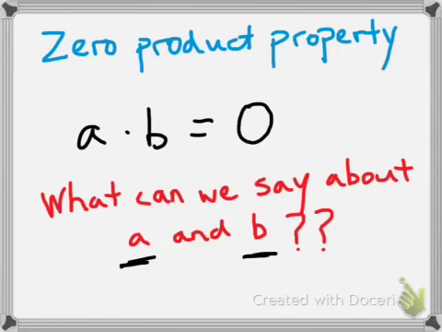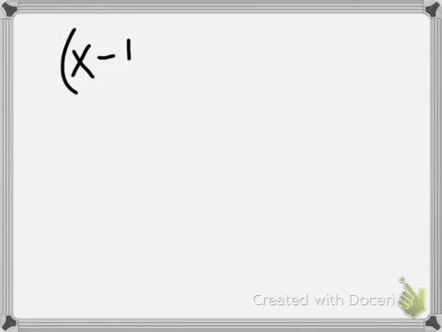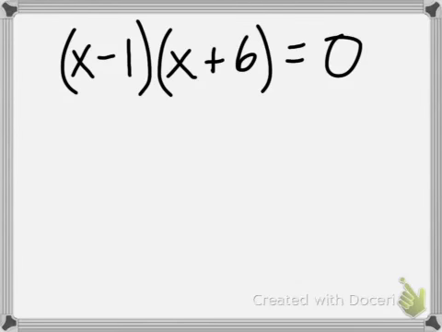Okay, so if A times B is 0, then wouldn't A or B have to be 0? One of them has to be 0 if you're going to multiply them together and get 0. Or the other option, they both could be 0. But yeah, at least one of them has to be 0. So let's look at that in the context of what we've been talking about.